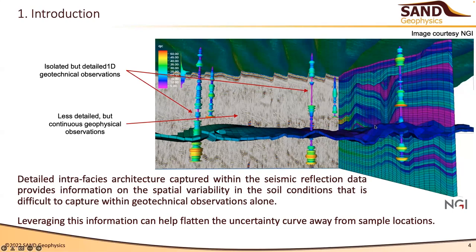But if you can leverage some of that spatial variability from the geophysical data, then you can flatten the uncertainty curve as you move away from those 1D sample locations. And so that's kind of the point really I want to talk about today, is trying to move the ground models that we build for offshore renewables projects forward in a way that means we're leveraging more information from the geophysical data and supporting the geotechnical work as it moves forward.